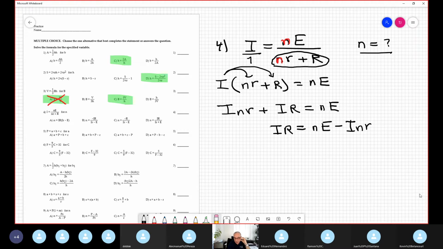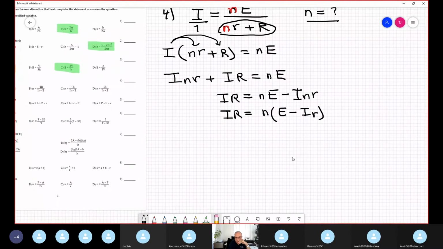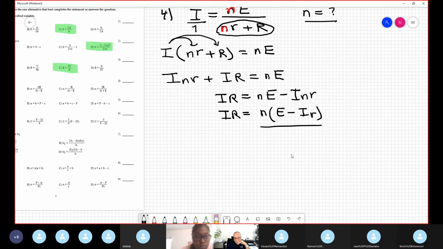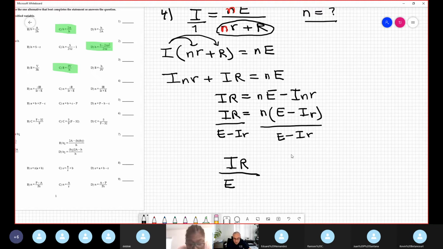Okay. Now, finally, my goal is to solve for M. You factor out M. Okay, see here, to factor out, open new parentheses. It's exactly the opposite operation of the distributive property, like a factorization. Factor out M, E minus I R. Almost finished. Finally, divide both sides by E minus I R. That's my final answer. My final answer is capital I R divided by E minus I R equal M. Done.